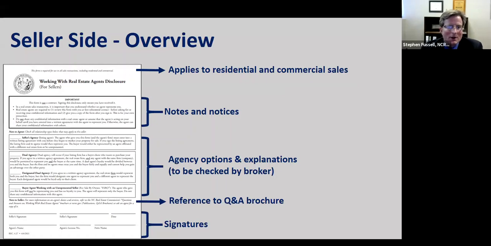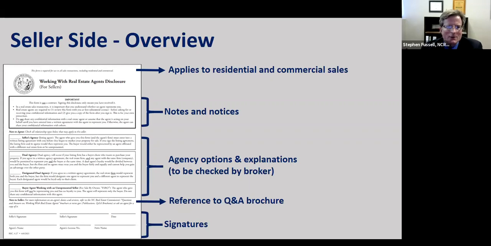And then below that, you'll see there are signature spaces for the seller to sign and the date. It's important that you request the seller to sign this as proof that you actually delivered it to the seller. The date on the form should be the date that the seller actually signed it. No backdating or forward dating, just the actual date that the seller signed it. And then lastly, on this side of the form, you want to make sure you print your name on the form along with your license number and the name of your firm.